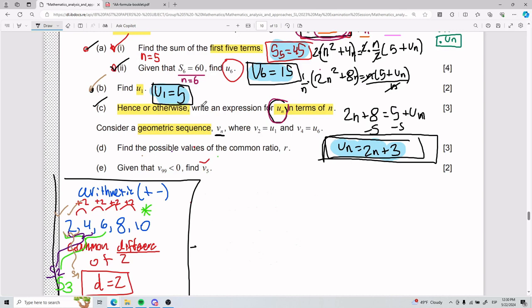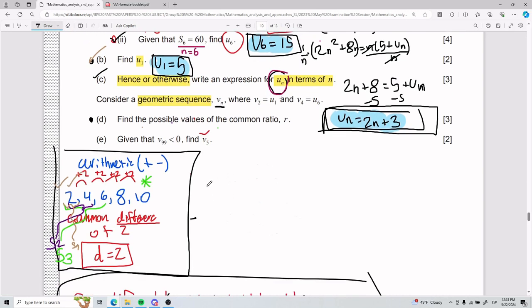When we're talking about the arithmetic, it will be with U. And so they tell you that V2, so the second term of the geometric, is equal to the first of the arithmetic, and that the fourth of the geometric is equal to the sixth of the arithmetic. And so before even answering part D, I just highlight that information more visually.